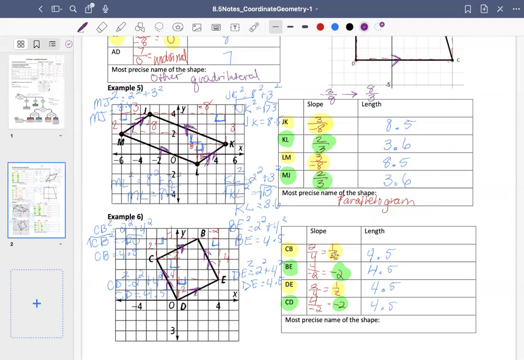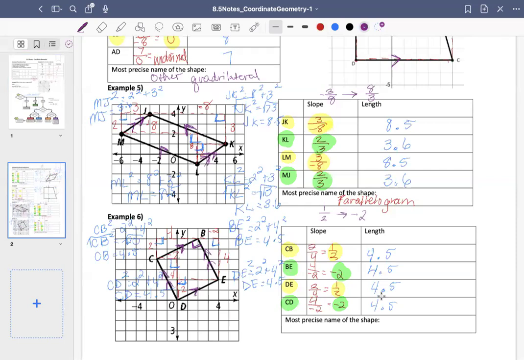To do that, let's pick two different slopes that are right next to each other. Let's look at CB and BE and their slopes. We want to see if they're opposite reciprocals, because that tells us if they're perpendicular. 1/2's opposite reciprocal is -2. It matches, so where those two lines intersect they are perpendicular. They're going to be right angles.